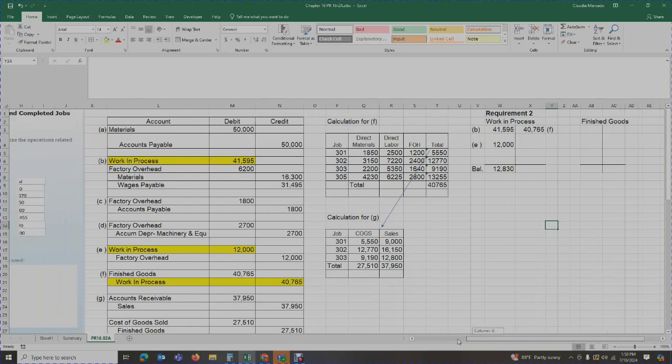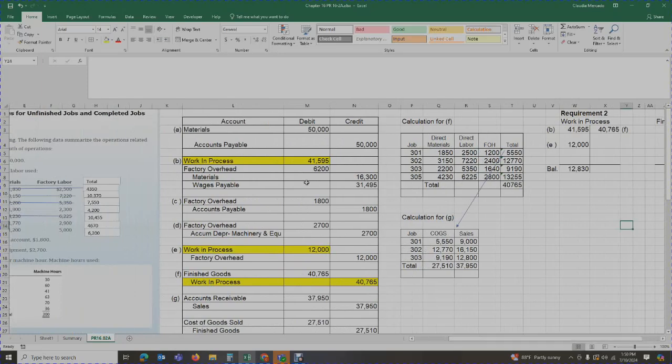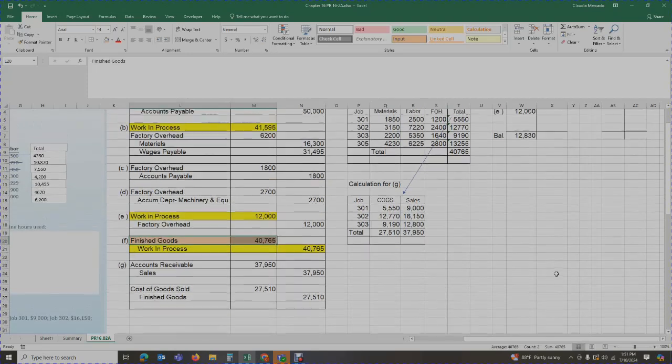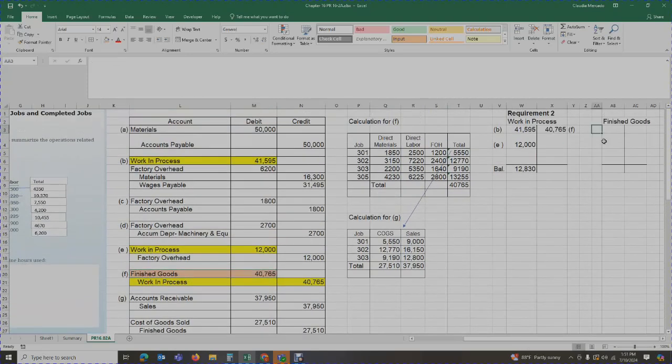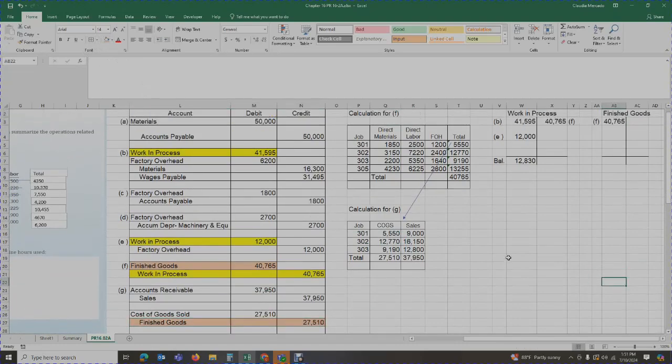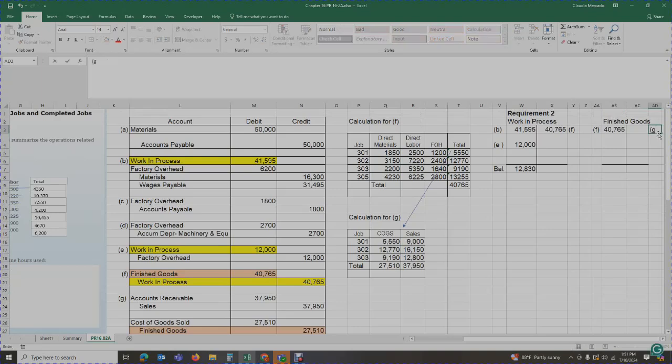We're going to do the same thing for my finished goods. We're going to locate all of our entries to finished goods. So let's look. Finished goods, finished goods. And here we have an entry right here. Let me color it another color. So I have finished goods, letter F, debit of 40,765. So I'm going to have a letter F here and a debit of 40,765. And then I am looking for finished goods down here. I've got a credit. I'm going to do letter G. I have a credit of 27,510.